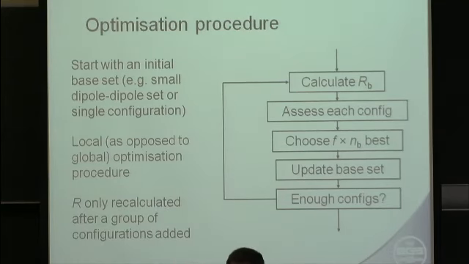We recalculate the resolution matrix only after we've added a group of configurations, basically to save time, so we don't accumulate the Sherman-Morrison updates. We do a recalculation of R every now and again to make sure that we don't run into numerical instabilities.